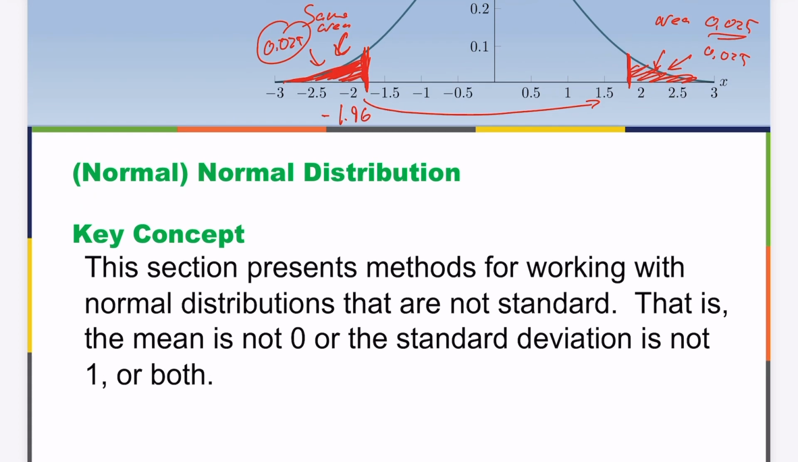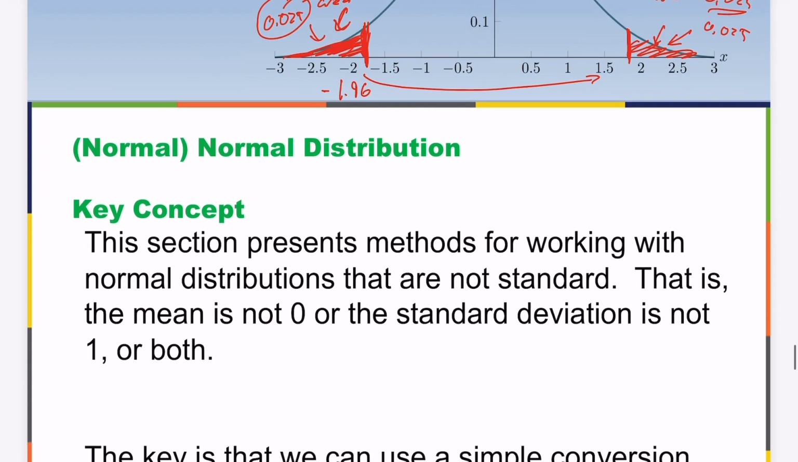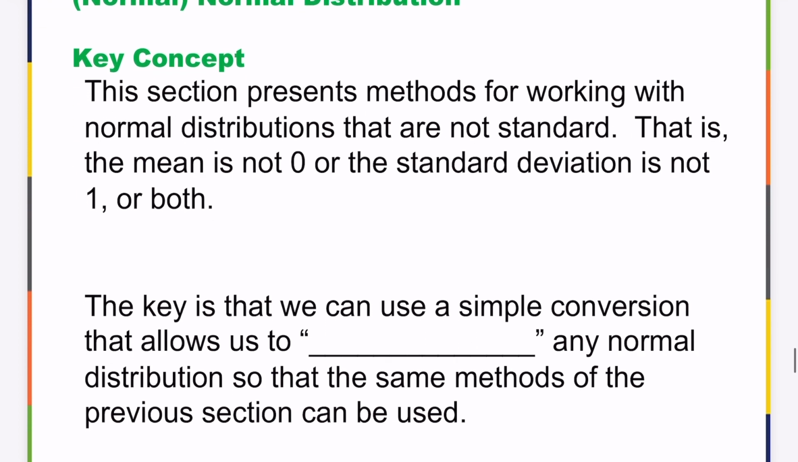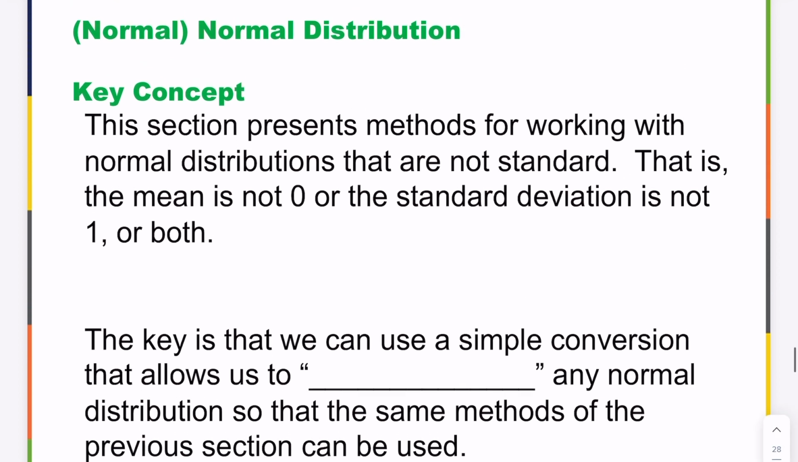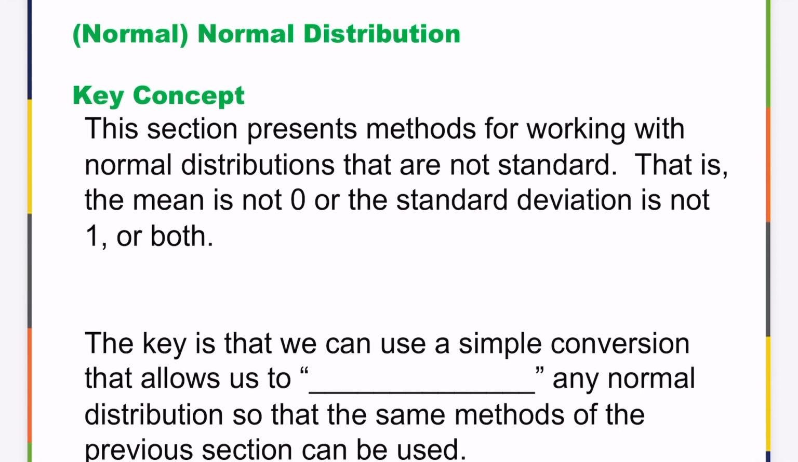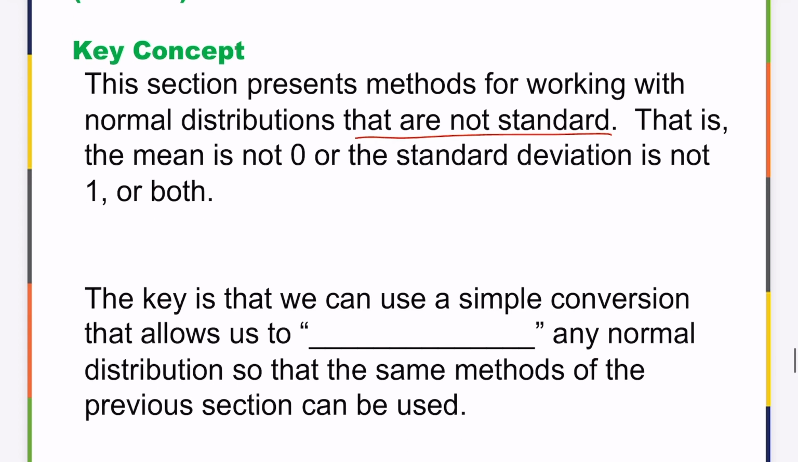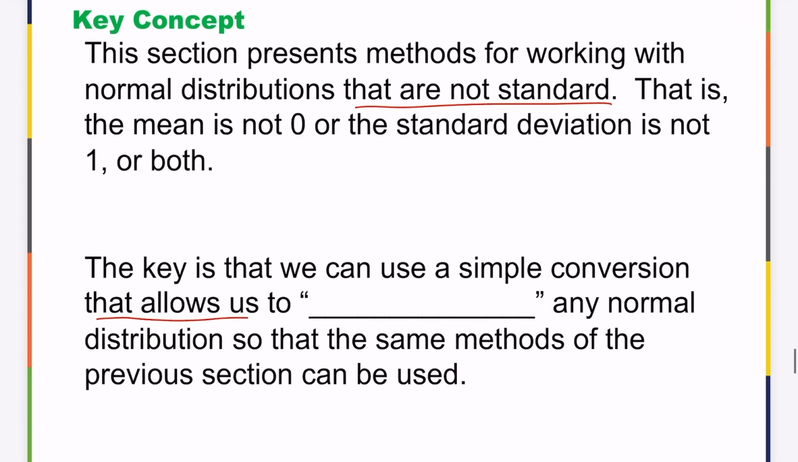All right, now this is basically section 6.2 now. And we just have a few more slides. This section presents methods for working with normal distributions that are not standard. That is, the mean is not 0, and the standard deviation is not 1, or both. The key is that we can use a simple conversion that allows us to standardize any normal distribution, so that the same methods of the previous section can be used. So that's the beauty of it.